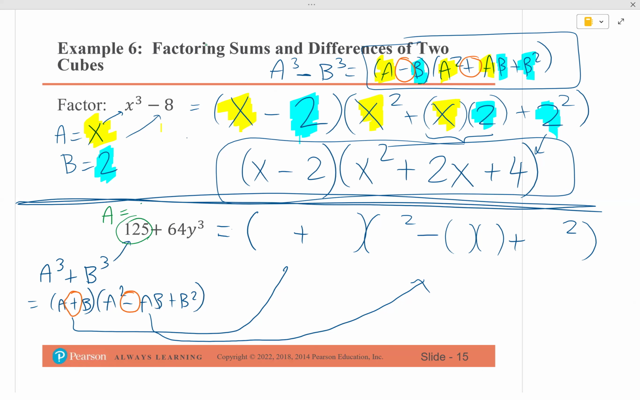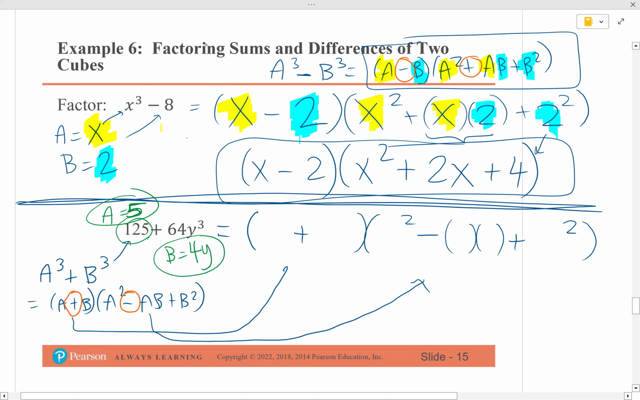I think it's 5. 5 times 5 times 5 is 125. And then B is what are you raising to the third power to give you 64y to the third? It's definitely something y. At first I want to say 8 because 8 squared is 64, but I don't want to know what raised to the second power is 64. I want to know what raised to the third power is 64. That's the guy. 4 to the third power is 64.